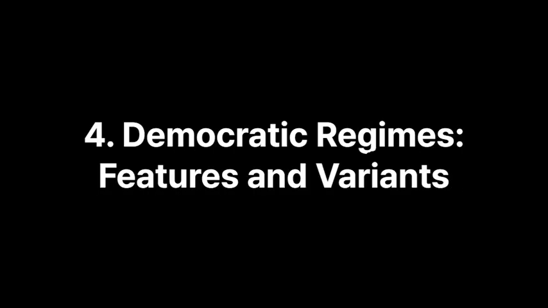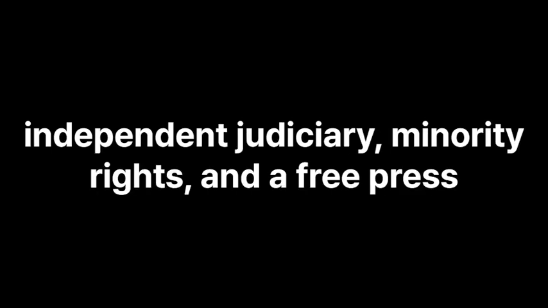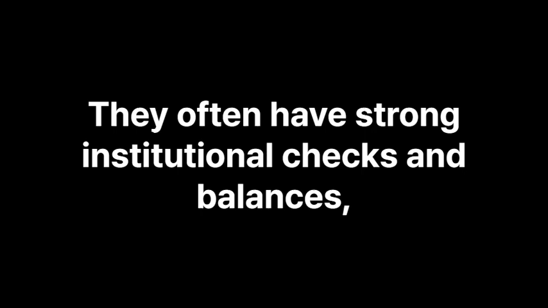4. Democratic regimes, features and variants. 4.1. Liberal democracies. Liberal democracies uphold the rule of law, independent judiciary, minority rights, and a free press. They often have strong institutional checks and balances, including separation of powers.